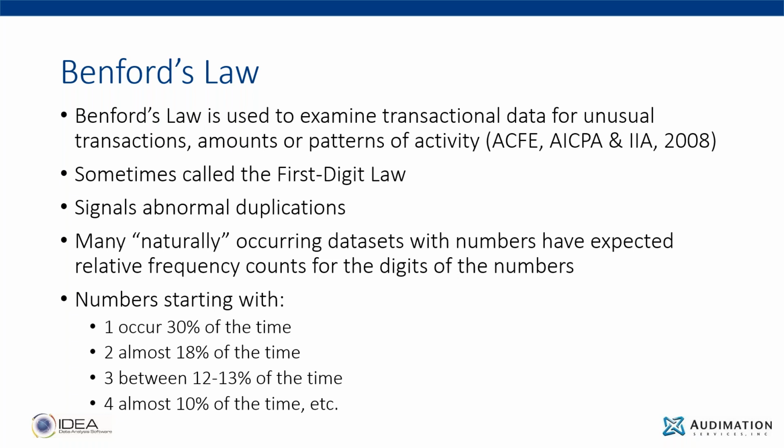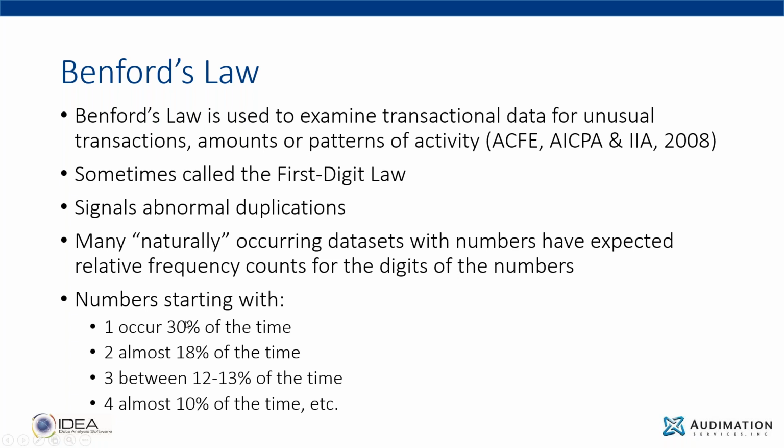It's very useful for many naturally occurring data sets where the numbers have an expected relative frequency count for the digits of the numbers. By that we mean a naturally occurring data set in nature, or things where we've done counts of things without any artificial influence. We'll talk a little bit more about that later. We can see a regular pattern that occurs based on certain digits for the numbers in the data sets.